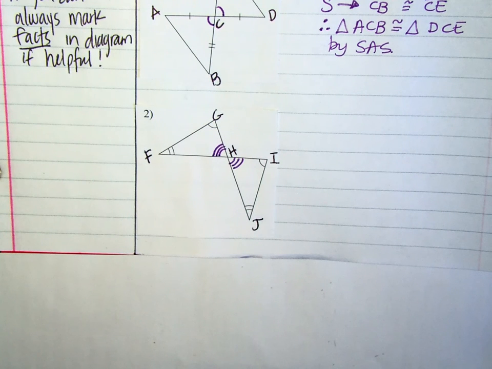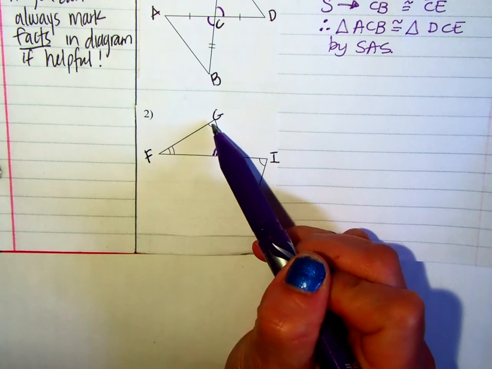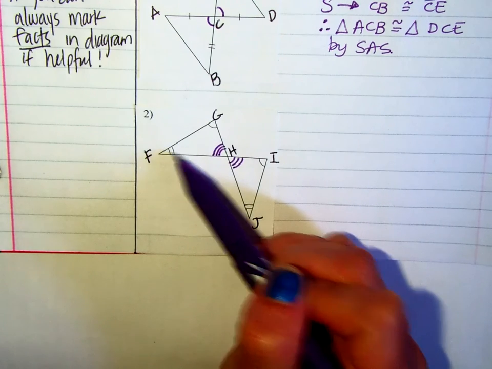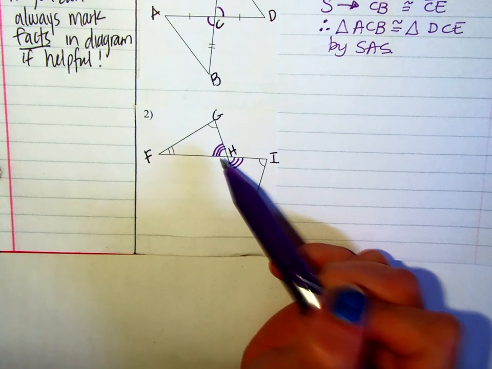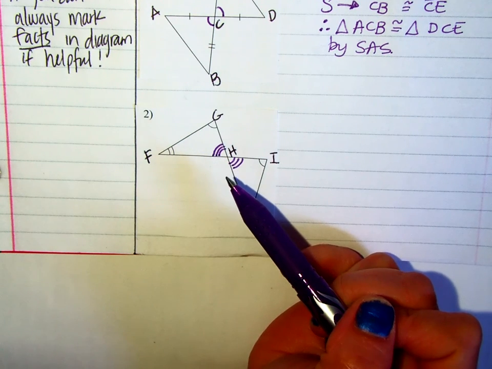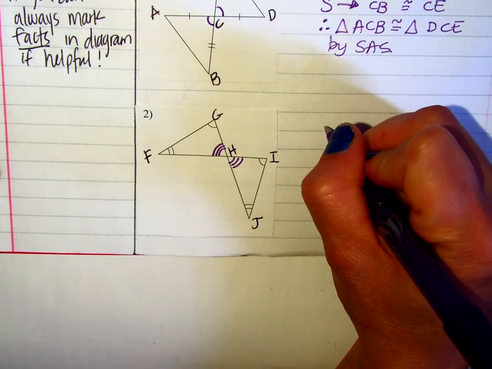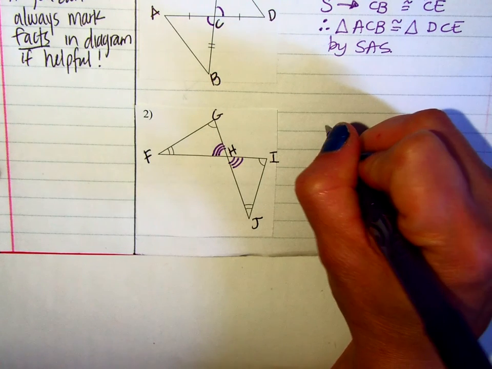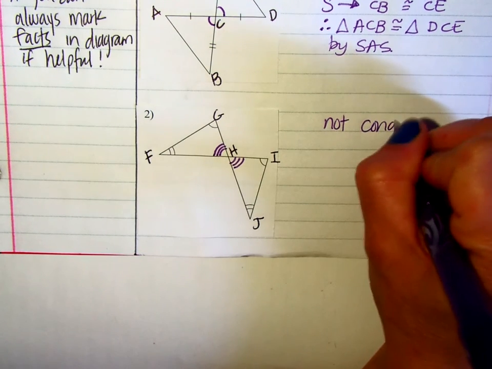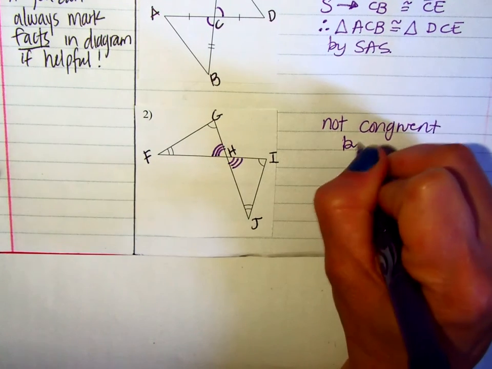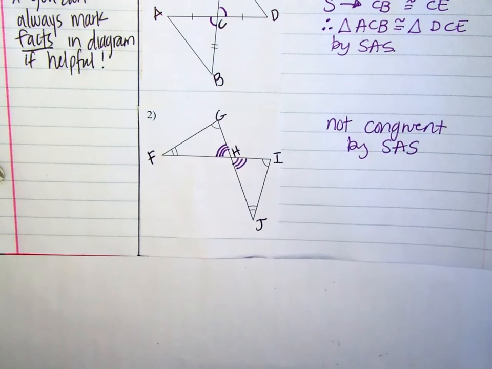Now, does this information help me prove that these two triangles are congruent based on the side-angle-side congruence postulate? Well, let's take a look. Angle, angle, angle. They are giving me no information for sides here. Therefore, we can't say these two triangles are congruent by side-angle-side, because that's what we're looking for. All right.